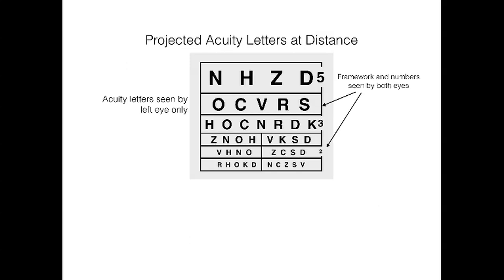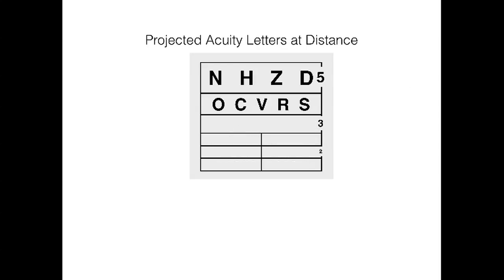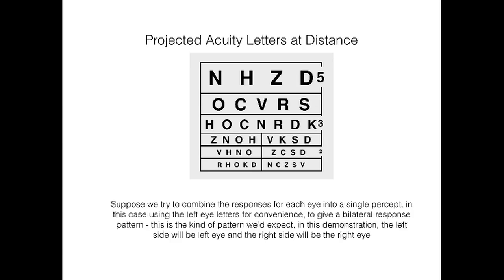And if we switch to the left eye, same kind of target. The framework is seen by both eyes, but the acuity letters are seen only by the left eye. So again, with a suppression, we might see this kind of thing. Letters drop out, then they come back, then they drop out, and then they come back. So now if we were to combine this into one single percept so that we could get an idea of what's happening between the two eyes.